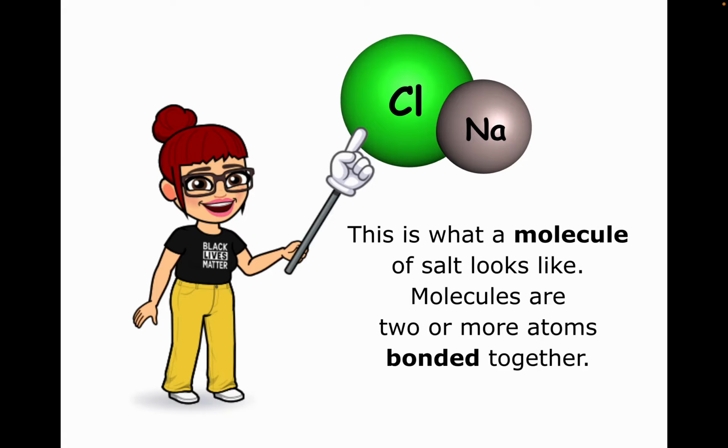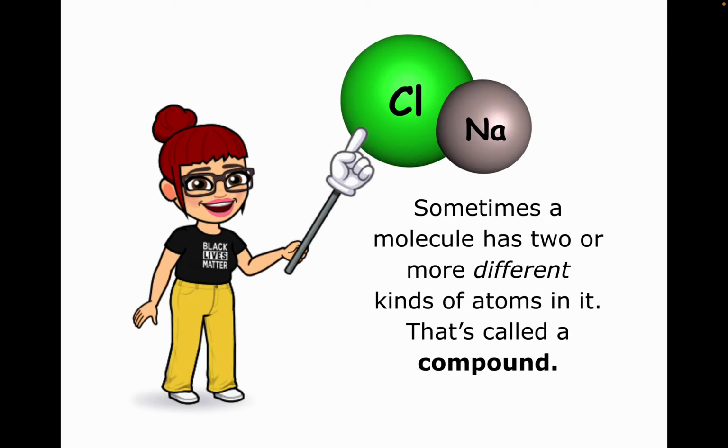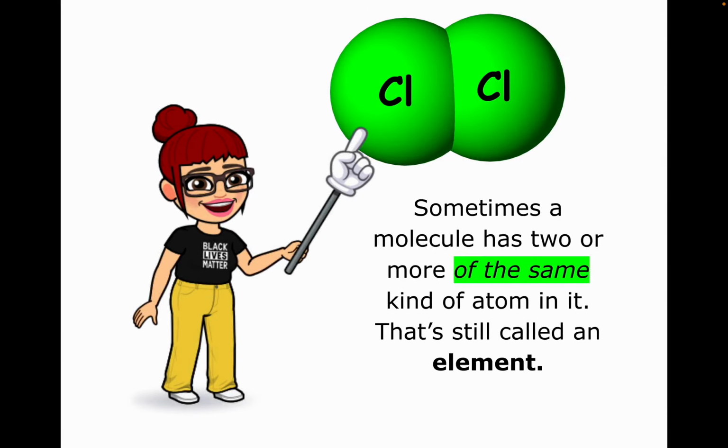Molecules are two or more atoms bonded together. Sometimes a molecule has two or more different kinds of atoms in it. That's called a compound. So salt is a compound because it contains sodium and chlorine atoms, and those are different kinds of elements. Sometimes a molecule has two or more of the same kind of atom in it, and that is still called an element. So if it's two of the same, it's an element, and if it's two different, it's called a compound.